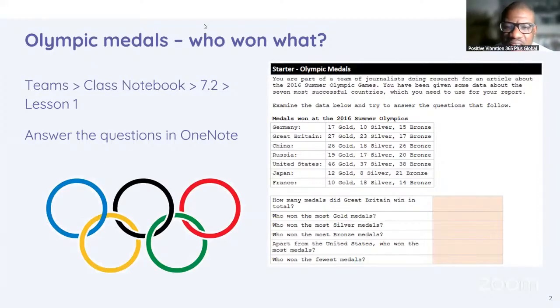Apart from the United States, who won the most medals? Drop it in the chat. Boom. I am seeing lots of people saying it is China. We will check this out later on. And then finally, who won the fewest medals? Drop it in the chat. I see some people saying France and some people saying Japan. All right, we are going to go through what my answers are.